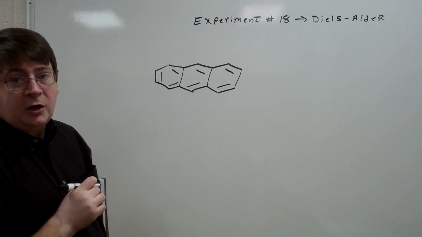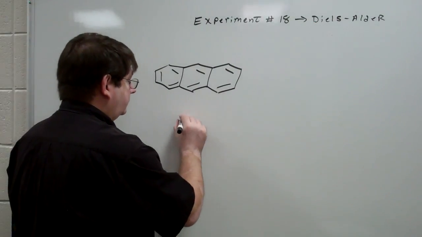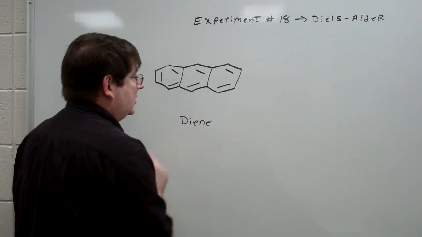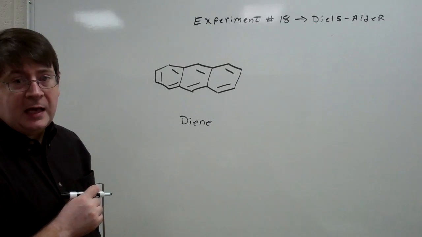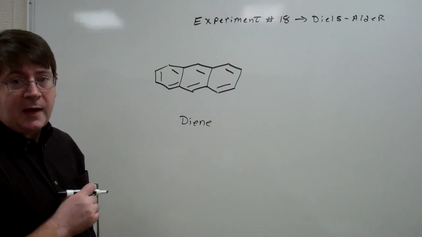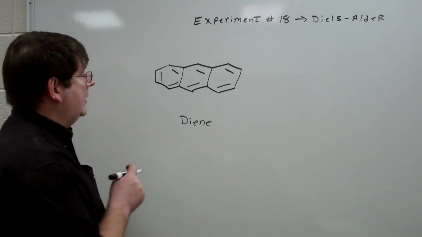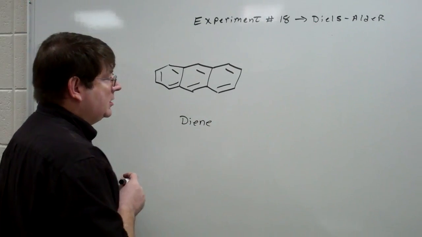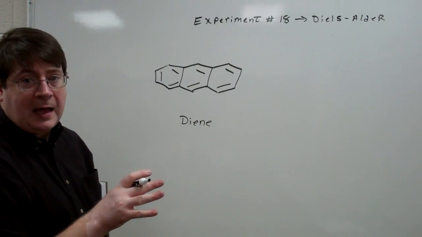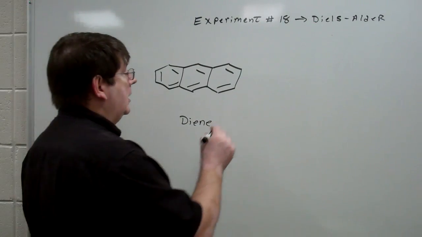Okay. This is going to be our diene. This is also an aromatic hydrocarbon. It has 14 pi electrons, which satisfies Huckel's rule. And we're going to be able to do an addition with this quite easily. You'll look in your lab manual, you'll see the product from this.